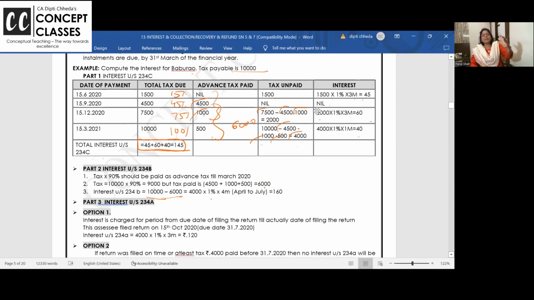Okay. 234B interest will start from the 1st day of the financial year till the due date of filing the return or assessment, whichever is earlier, and it is calculated on the shortfall, if advance tax paid is less than 90%. Ma'am, I didn't pay any installment, but on 31st March I paid 10,000. Will you charge 234B? No, because 234B is on shortfall. You have paid everything, 100% advance tax. Why should we charge 234B?